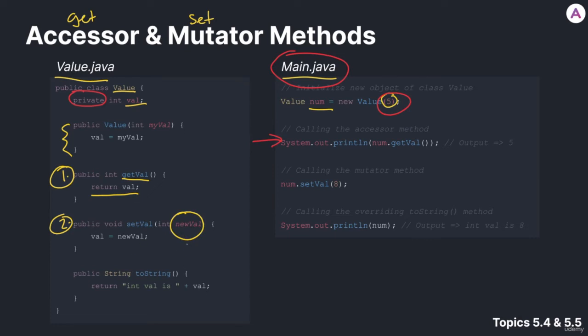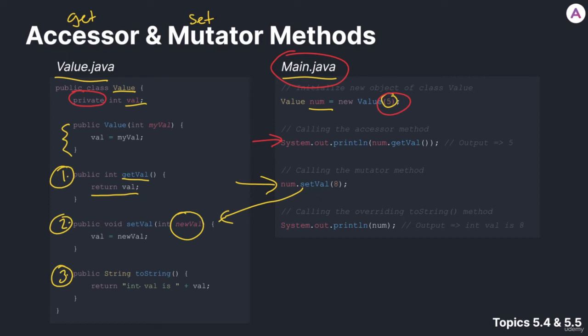So instead of directly changing the value, which we cannot do in other files, we're calling the mutator method as seen right here, and we're doing num.setVal, and in parentheses we're giving the single argument of an integer as newVal, which comes over here, and then val gets set to newVal, so the new value of val is 8. That's a mutator method. Now thirdly, we also have something called a toString method.